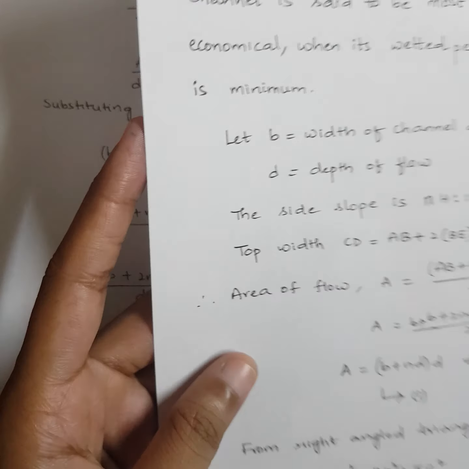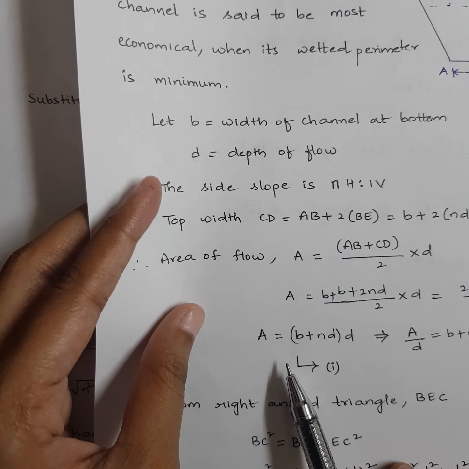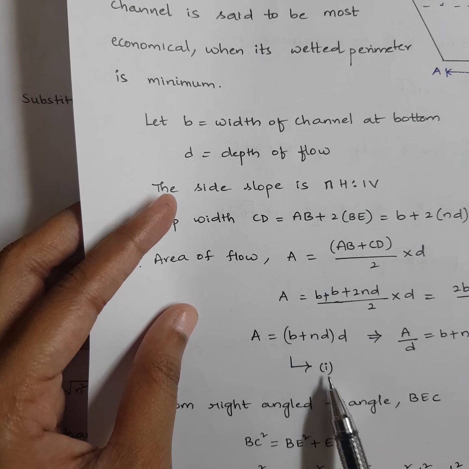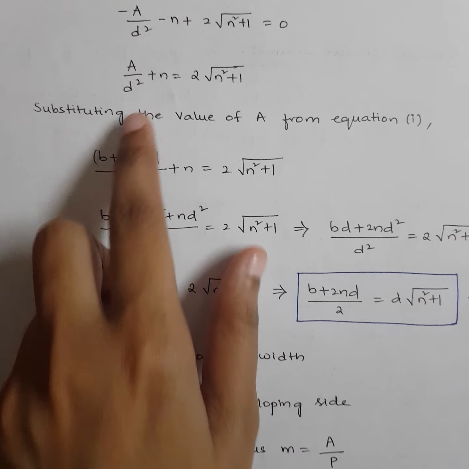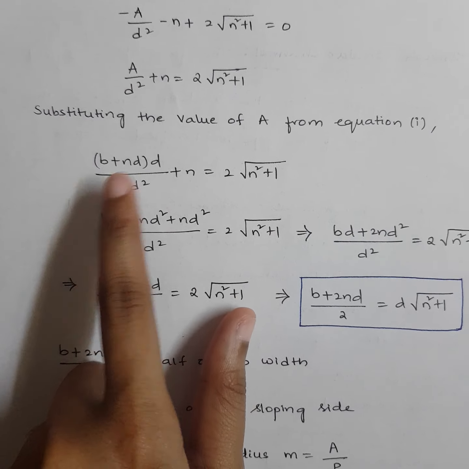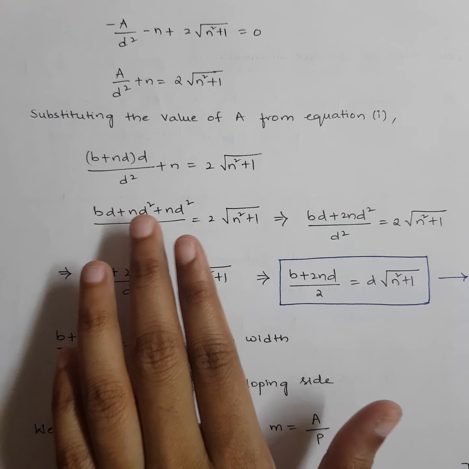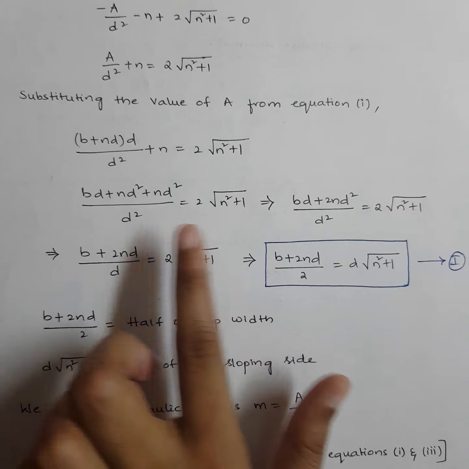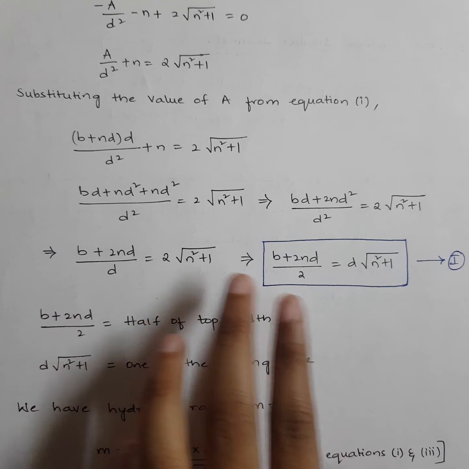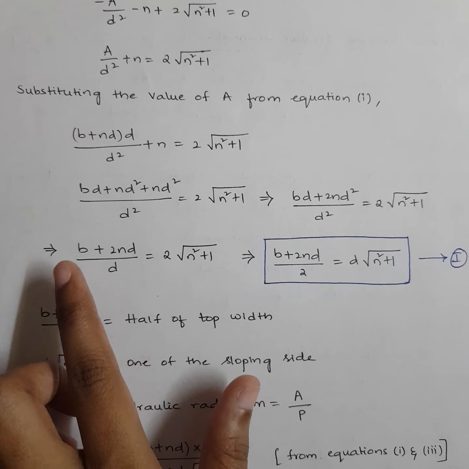You remember our equation 1, which was, remember this formula, A equal to b plus nd into d. Now take this, put it here. So in the place of A, substitute b plus nd into d, by d square plus n is equal to 2 root n square plus 1. It's simple mathematics. Just open the brackets and start simplifying. You'll come to this conclusion. Okay, you'll be left like this.